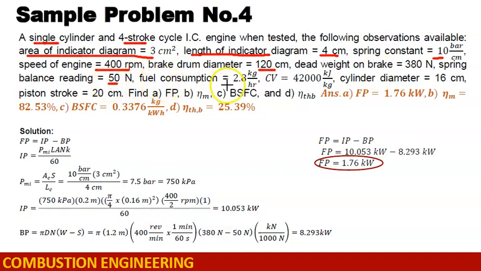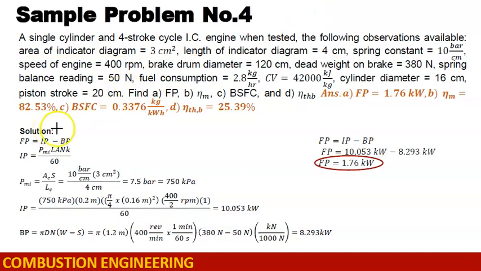Fuel consumption is 2.8 kg per hour. Calorific value is 42,000 kilojoules per kilogram. Then we have the cylinder diameter 16 cm, piston stroke 20 cm. So we need to find first the friction power.